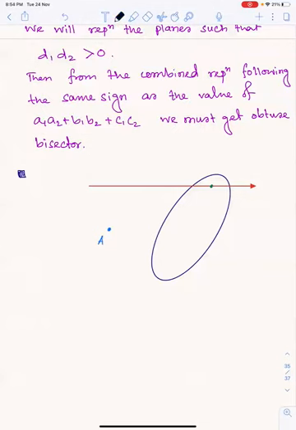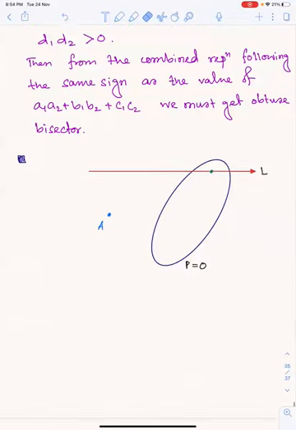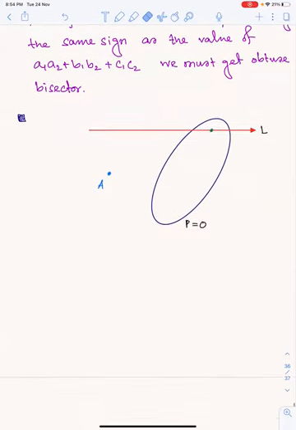The plane is given by P equals 0 and the line is given by L. As the equation of a line is a combination of two different equations, I'm just considering that to be L. So these three pieces of information are given: the coordinate of A, the equation of L, and the equation of the plane in the form P equals 0.